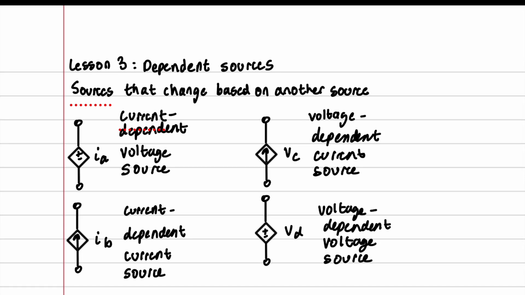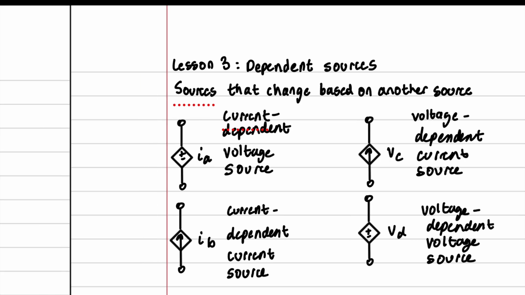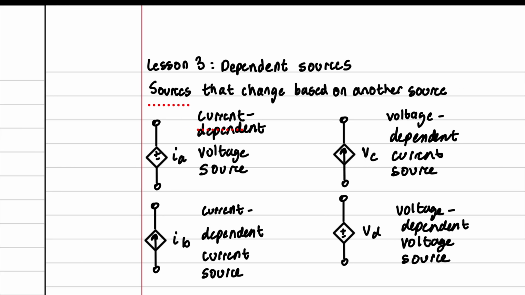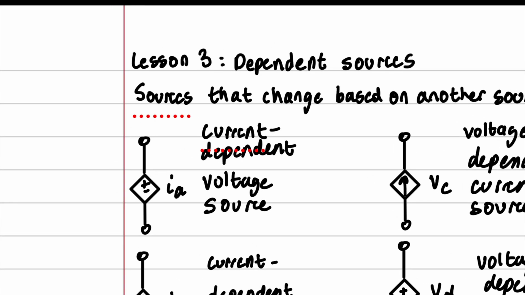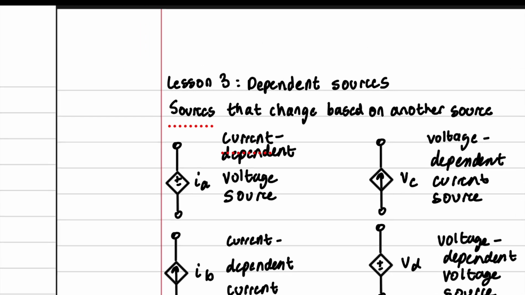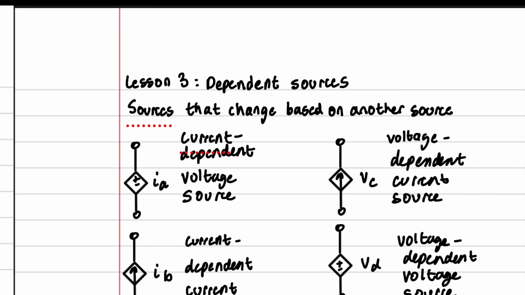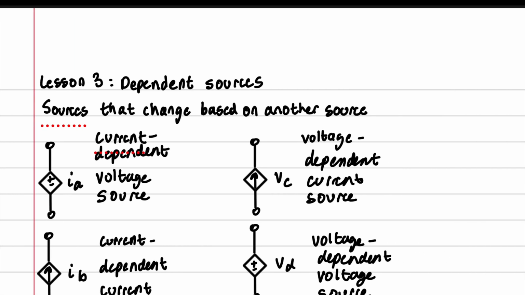Hi everyone, today we are going to be looking at a new type of source. So far we have a current source, voltage source, and then resistors as components. We're adding a new kind of component, and it is a source, and they are dependent sources. So dependent sources are simply sources that change based on another source, okay? And that's really all there is to it.